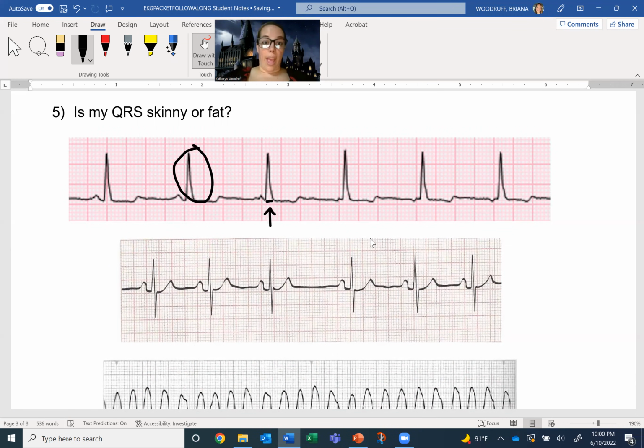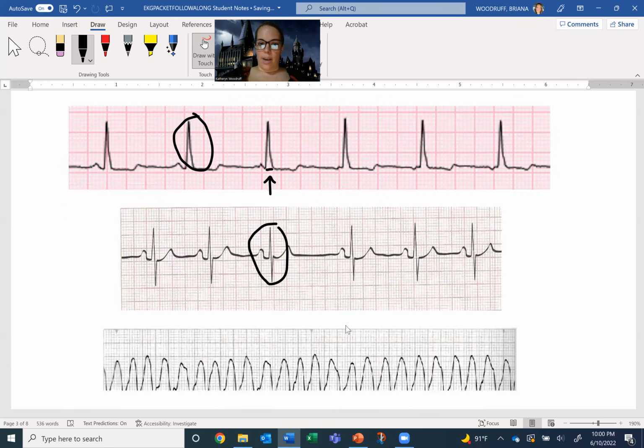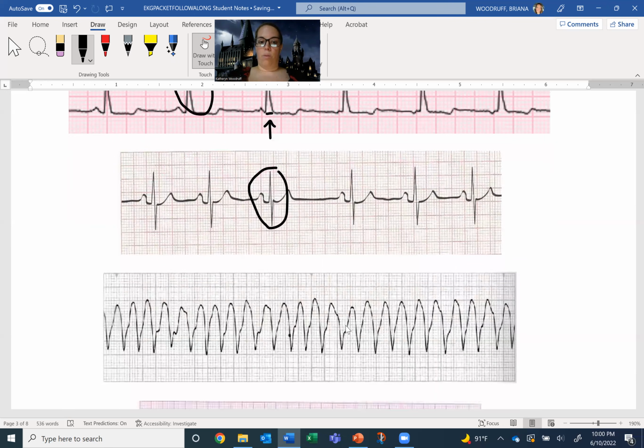So we're looking at that QRS and seeing the width there. Is it skinny or fat? So we got a skinny one. Look at this one, super skinny. Look at this skinny little QRS. Oh my goodness, look at this one.